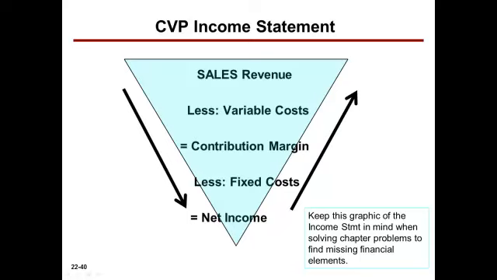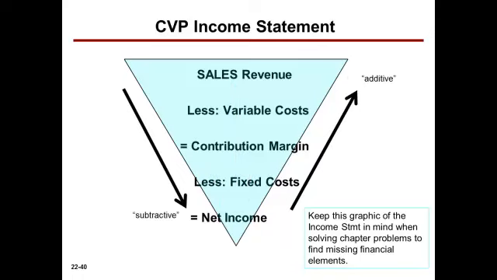It's useful to keep this simple graphic of an income statement in mind when solving problems related to this chapter. Oftentimes, we're simply solving for the missing piece of financial data. An income statement is simply a subtractive approach, sales at the top, plus all costs coming down to net income at the bottom. Net income is the amount of sales revenue left over after all costs have been subtracted.